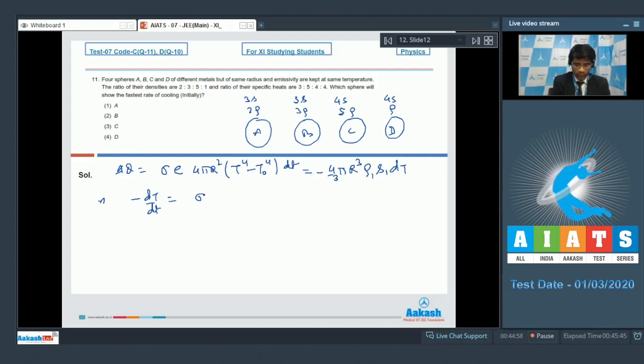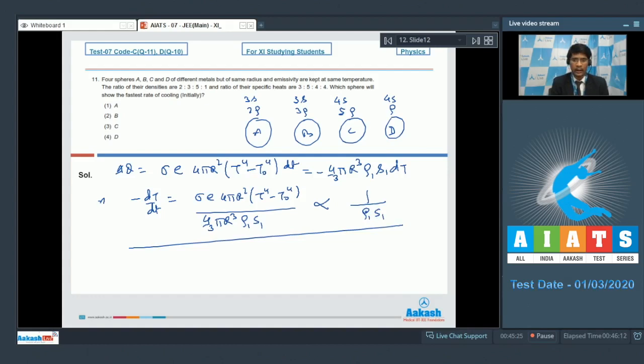It will come out to be sigma E 4 pi r square into T to the power 4 minus T naught to the power 4, divided by 4/3 pi r cube rho 1 into S1. Effectively it is proportional to 1 by rho 1 into S1, where rho 1 and S1 are their density and specific heat capacity respectively. So clearly the product of density and specific heat capacity is going to decide the rate of cooling.